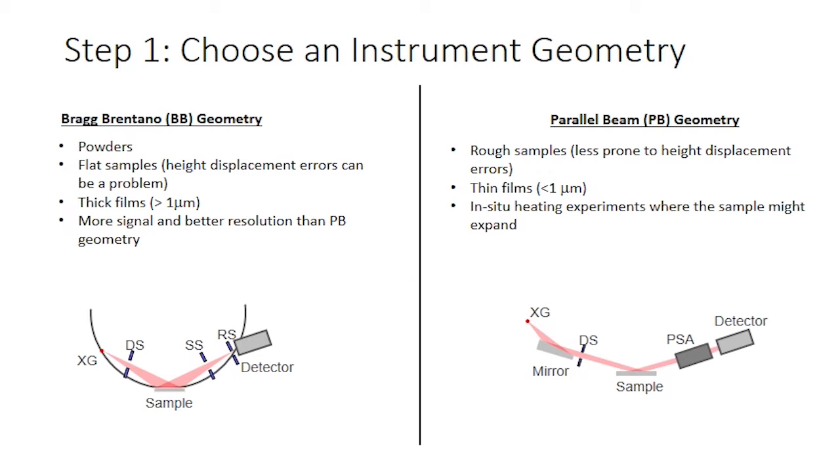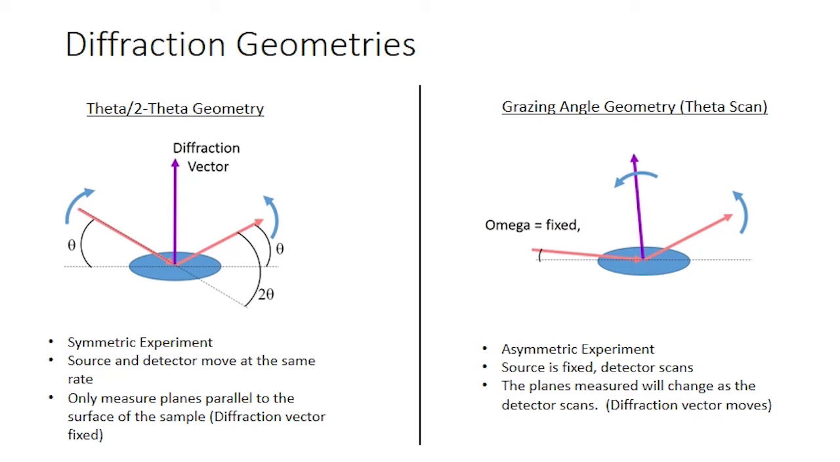So once you've made this determination, you may also want to think about the type of sample that you have and how you want the source and the detector to move. In all of these schematics, I assume that the source is on the left and the detector is on the right. That is exactly what you're going to see when you are in front of the instrument as well.